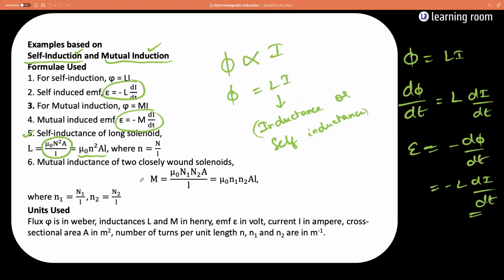Similarly, if you want to calculate the mutual inductance of two closely wound solenoids, then what you will do is, you will write it like this: mu naught into N1 into N2 into A divided by L. So remember it like this. Instead of having N square, you will have N1 into N2 all of that.